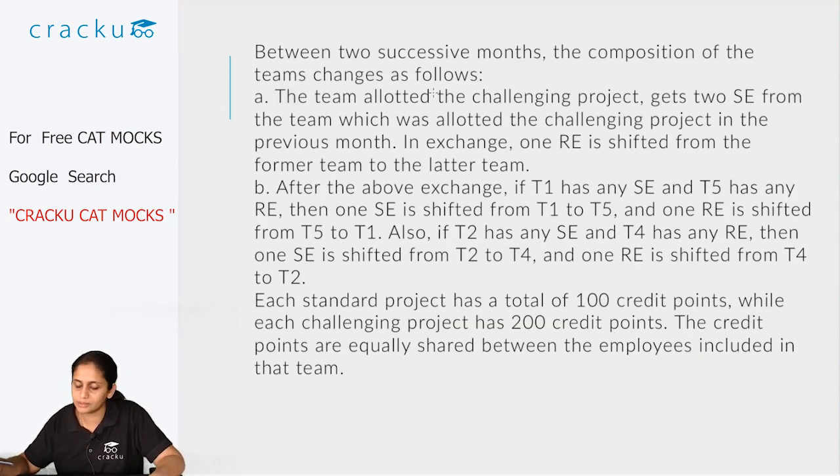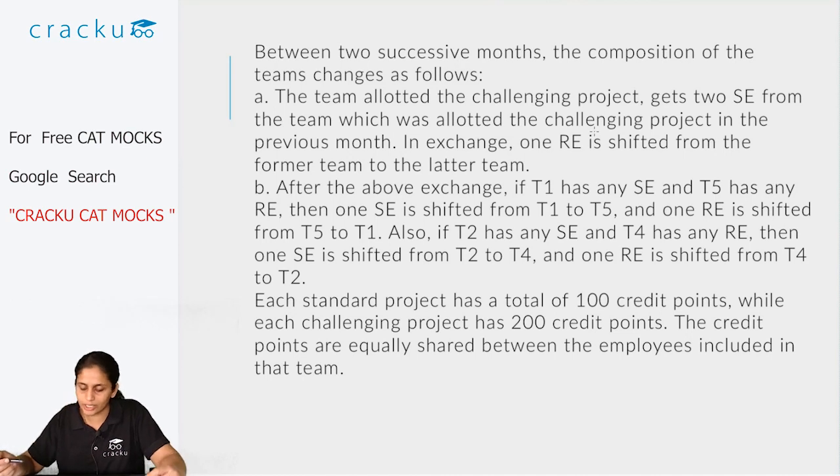Between two successive months, the composition of the team changes as follows. The team allotted the challenging project gets 2 SE from the team which was allotted the challenging project in the previous month. So from the first month to second month, T1 has the challenging project in the first month and T2 has the challenging project in the second month. So from first month to second month, 2 SEs will go from team 1 to team 2. In return, one RE will be shifted from team 2 to team 1. So that is one change that will take place.